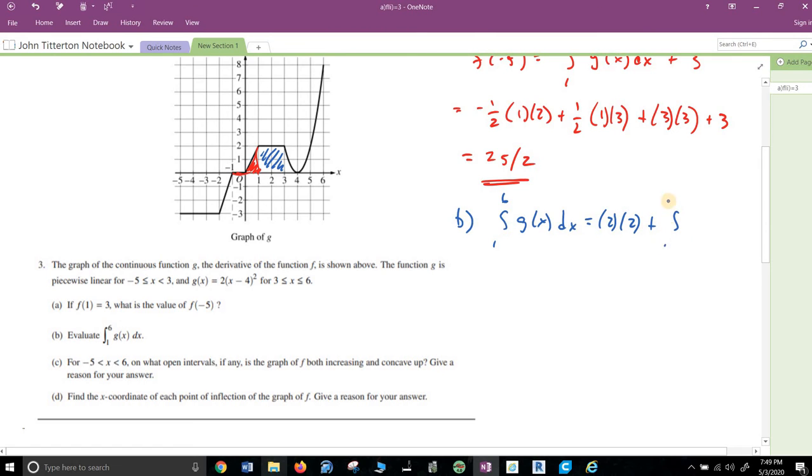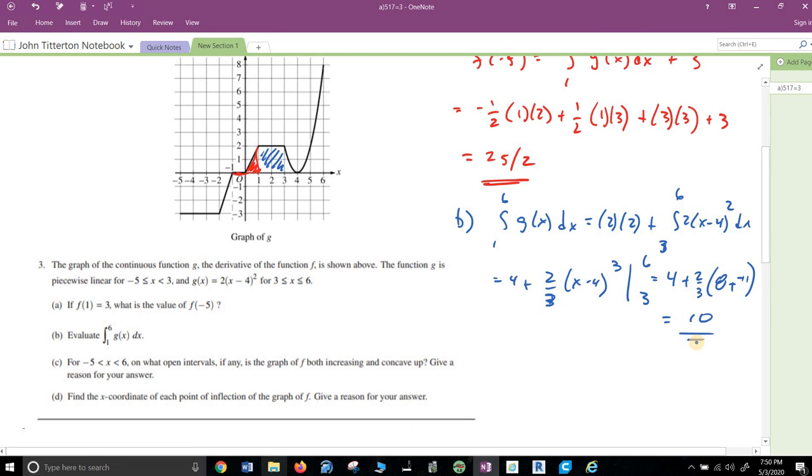And then we get the integral from 3 to 6 of 2 times quantity x minus 4 squared dx, which is 4 plus 2/3 times x minus 4 to the third, from 3 to 6, which is 4 plus 2/3 times 8 minus negative 1, which should get you 10. Yeah.